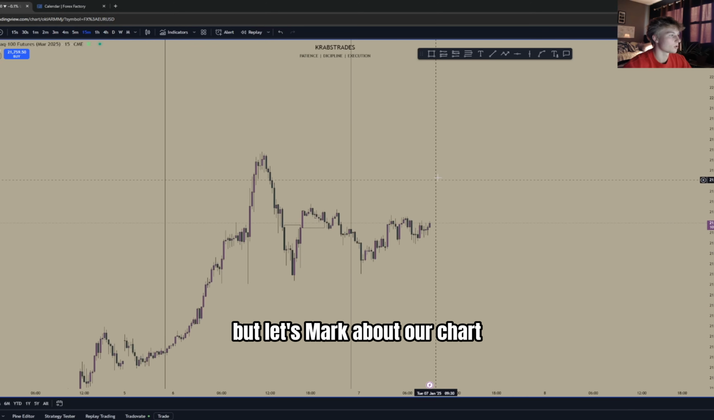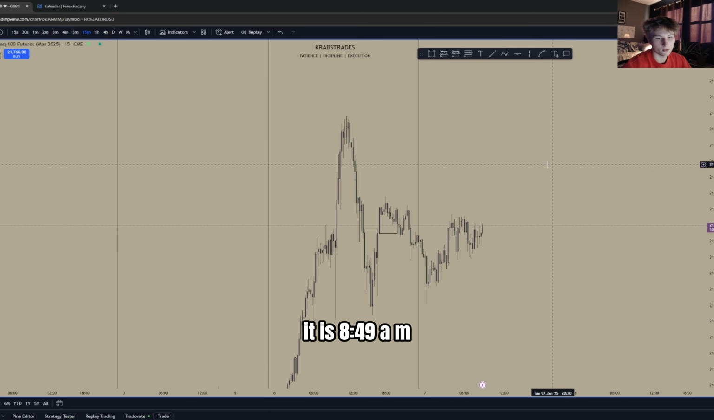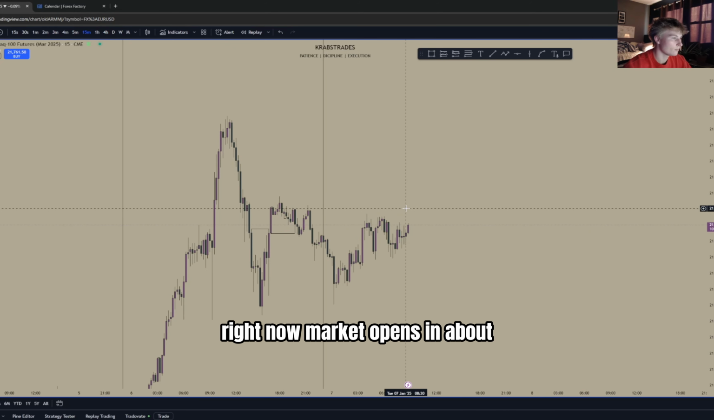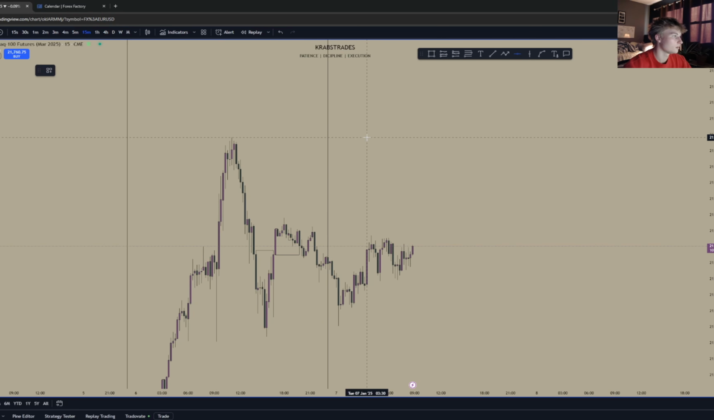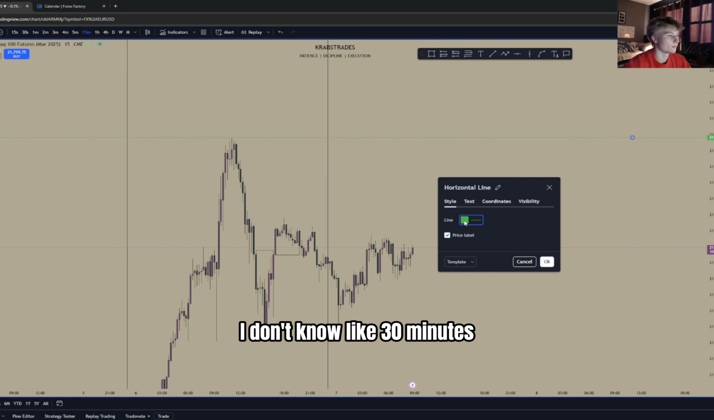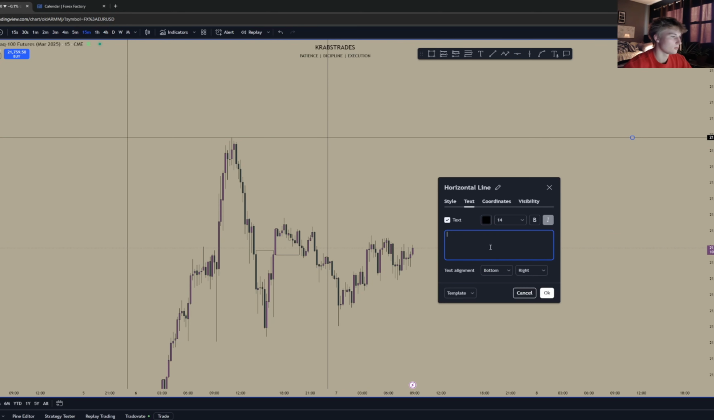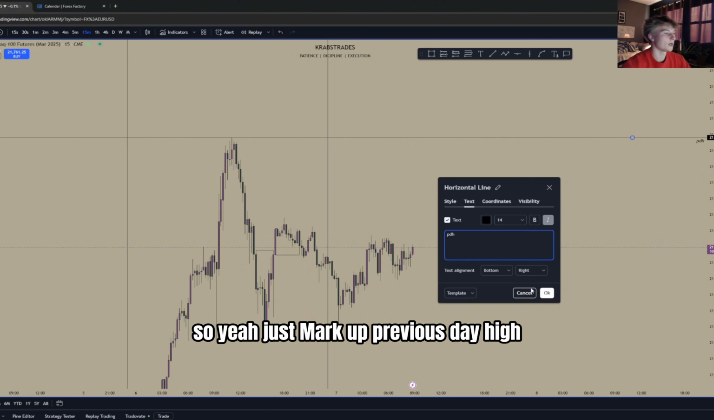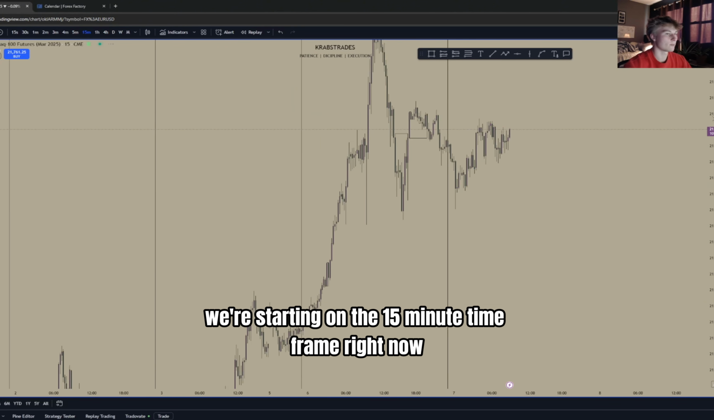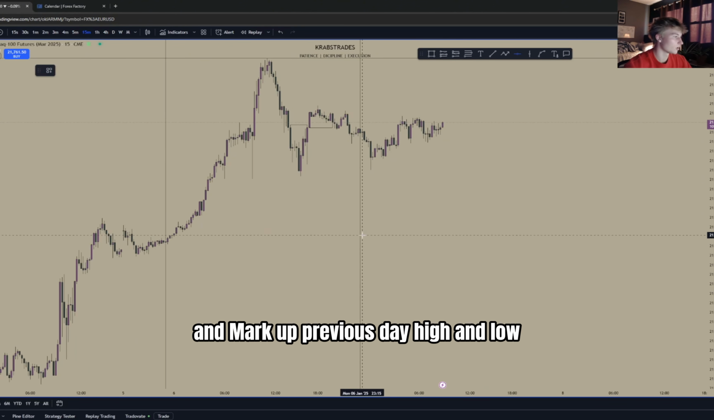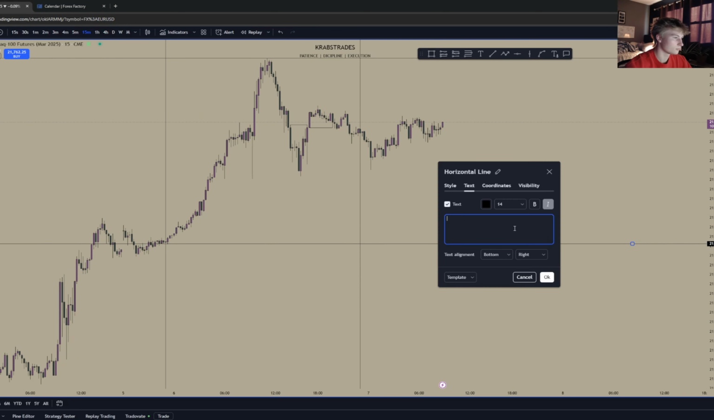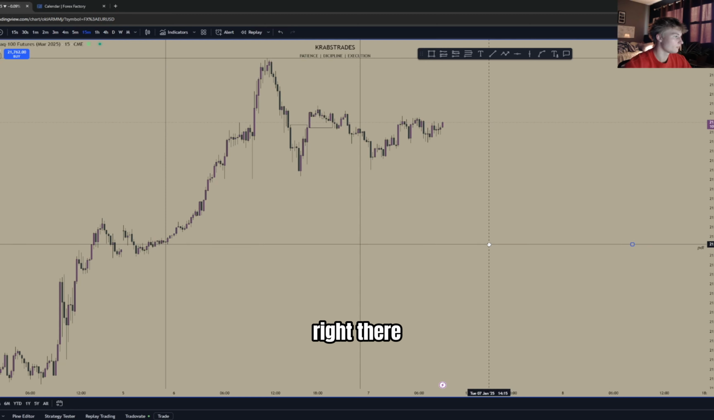But let's mark up our chart. It is 8:49 a.m. right now. Market opens in about, I don't know, like 30 minutes. So yeah, let's mark up previous day high. We're starting on the 15-minute time frame right now. Gonna mark up previous day high and low. Right there.